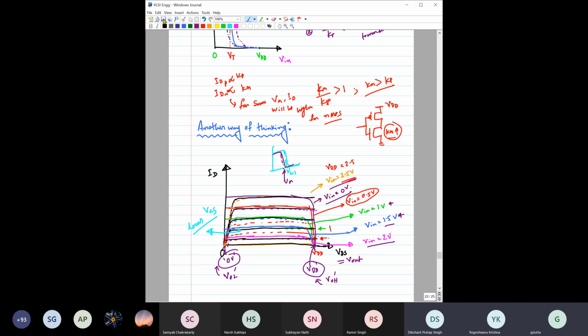Is this explanation making some sense to you, Shubhayun? Yes, sir. Okay then. So this is another way of thinking, physically, about what is actually happening inside this.